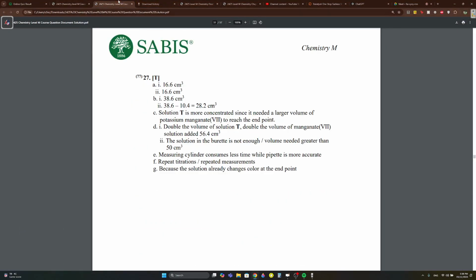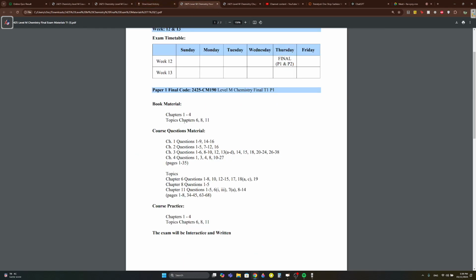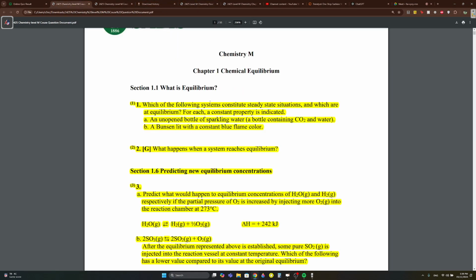Okay, this is chapter 1, course division. Basically, we have these questions. Which of the following systems constitute steady state situations and which are at equilibrium? For each, a constant property is indicated.